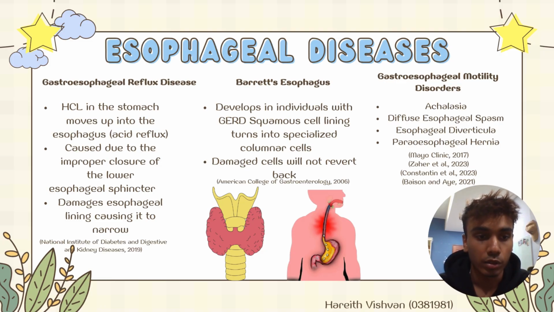The next disease is called esophageal diverticula, which is when weak areas of the esophagus bulge outwards. The last disease is known as paraesophageal hernia, which is when the gastroesophageal junction pushes through the diaphragm and into the chest cavity, causing chest pains, abdominal pains, and difficulty in swallowing.